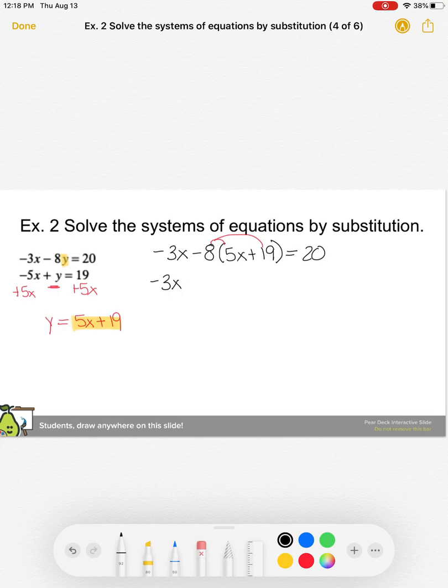So negative 8 times 5 gives us negative 40x. Negative 8 times 19 isn't one I know off the top of my head, so I'm going to use my calculator. And I get negative 152. Okay, then I would combine like terms, so this gives me negative 43x.